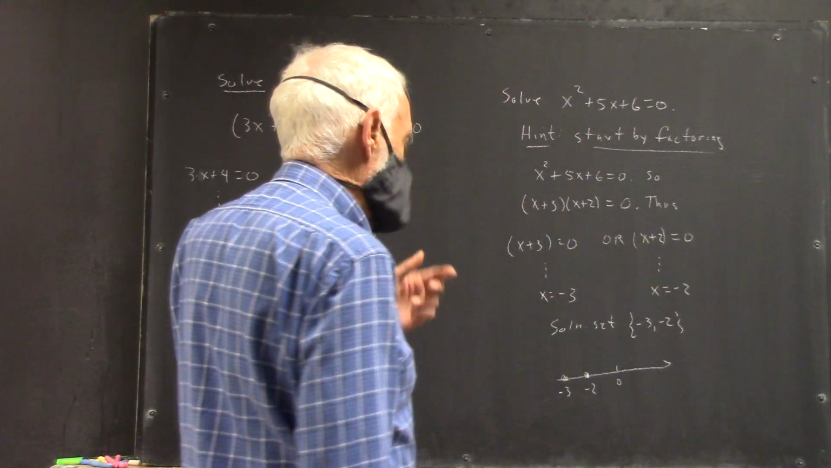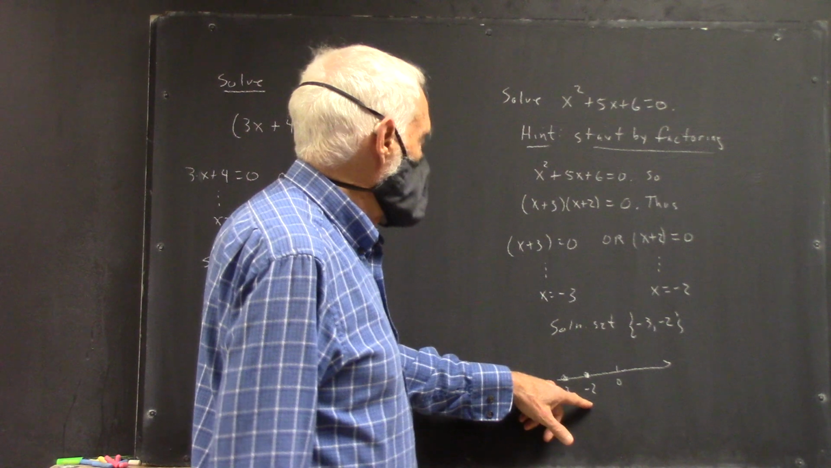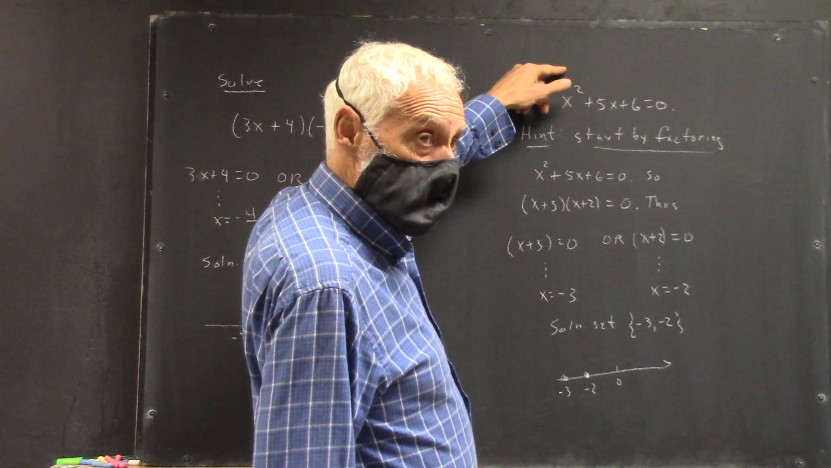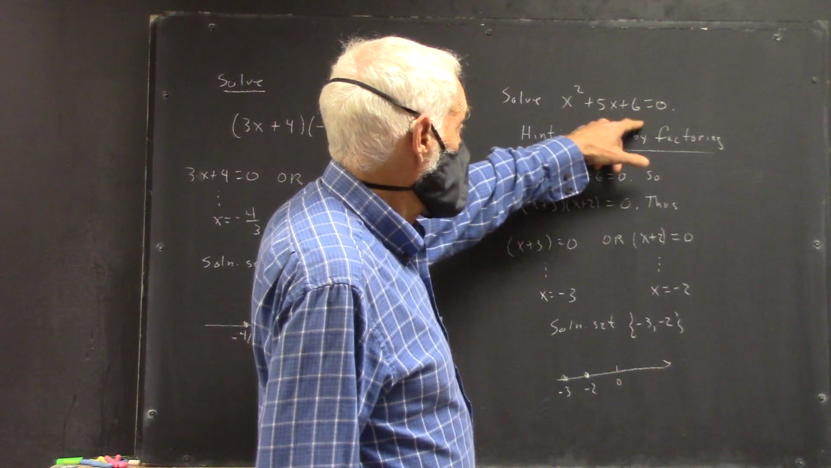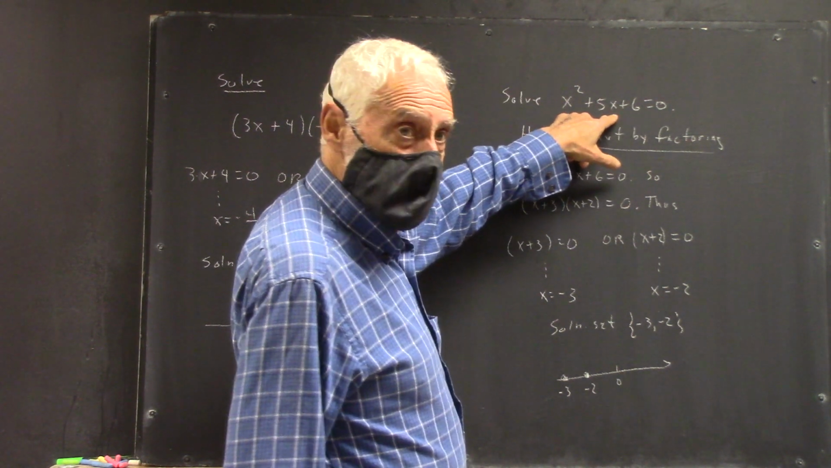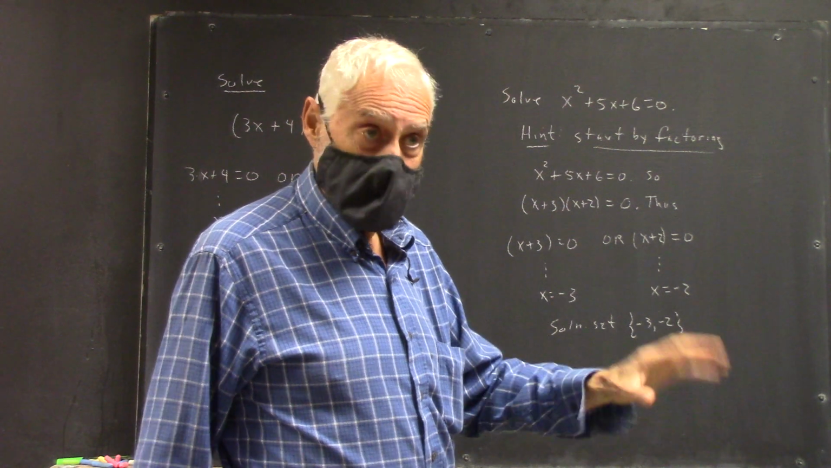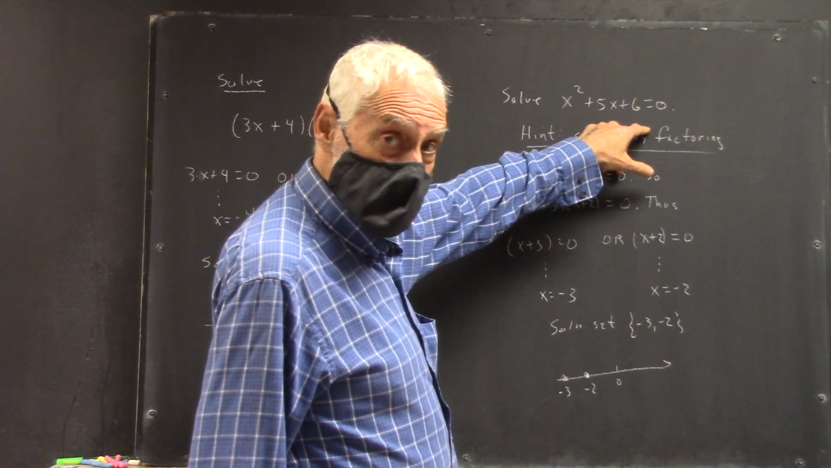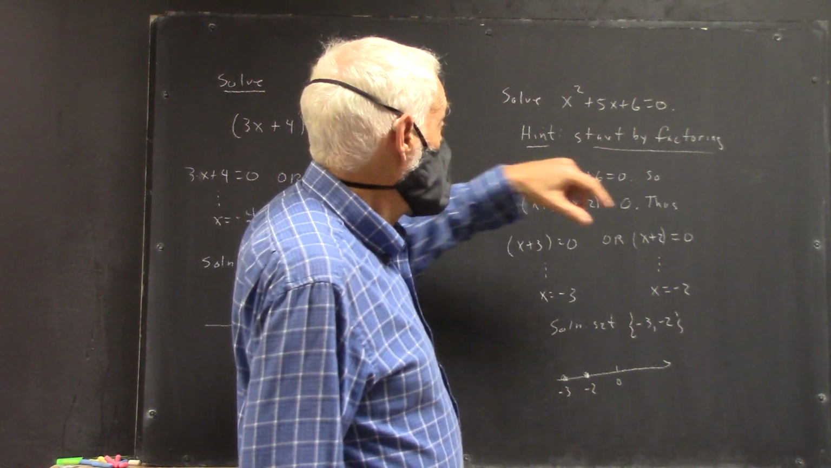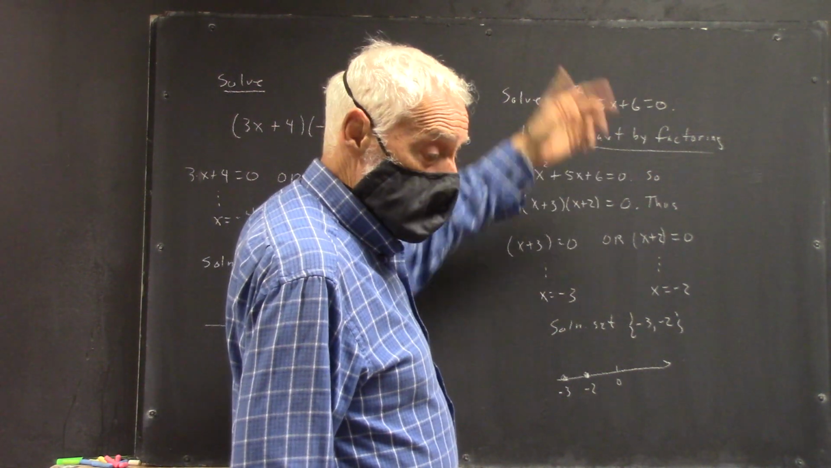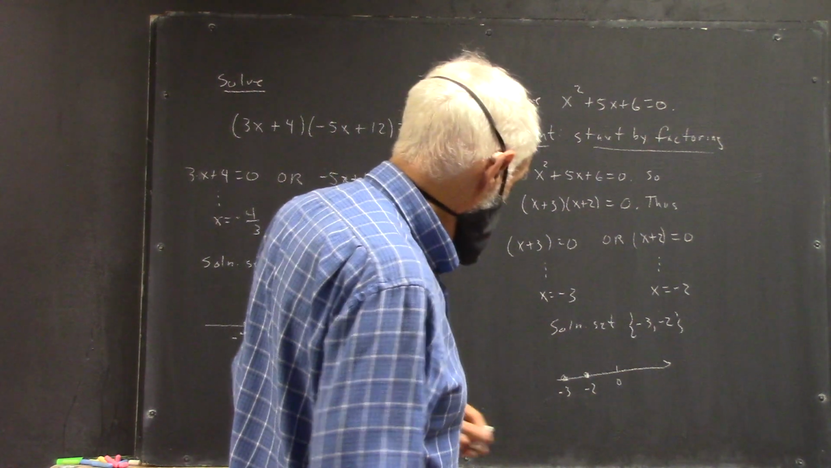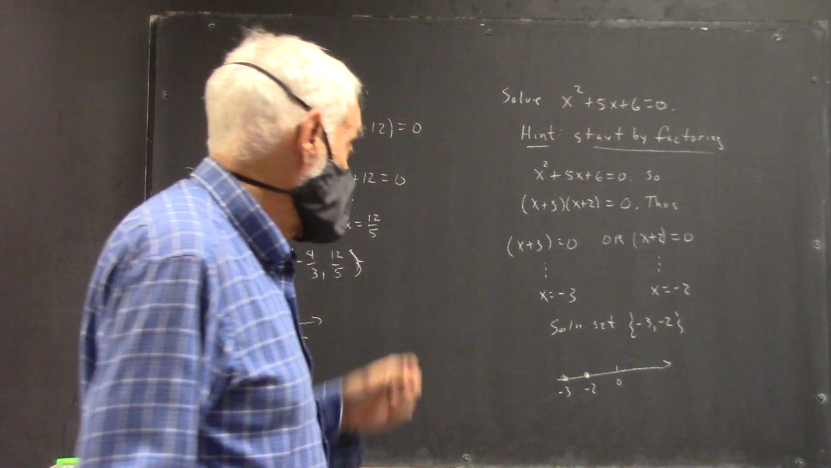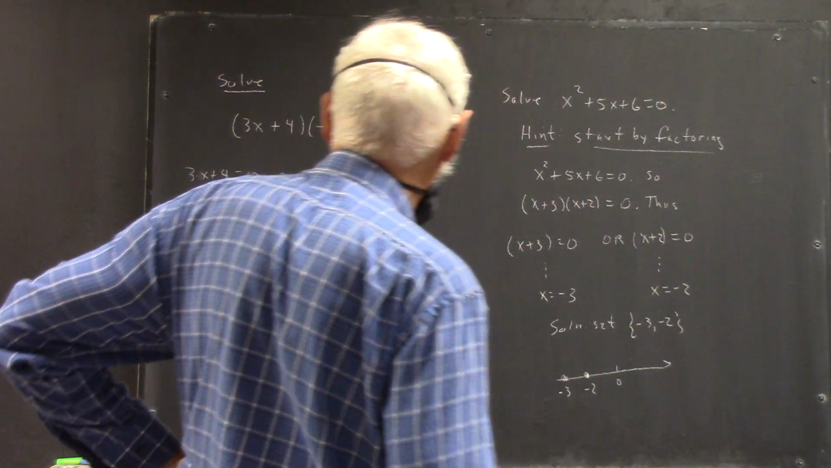And of course, you would want to check this. Put in -2 on here. You get -2 squared, that's 4. Now 4 and 6 is 10, and then 5 times -2 is -10. Okay, of course you write it out. And if you plug in -3, you're going to get 9, -15, and 6. Okay? And 9 and 6 is 15, add the -15, you get 0. So it's easy to solve. It's easy to check. Okay.